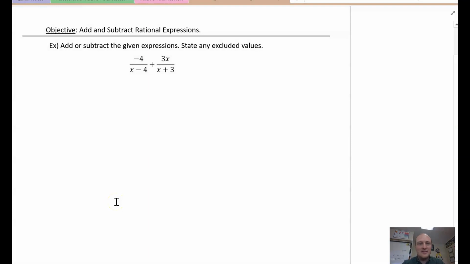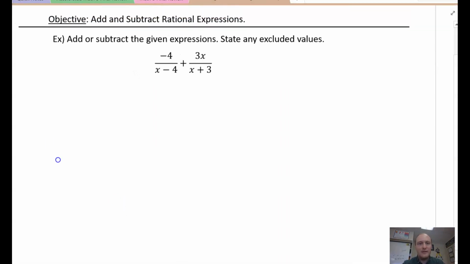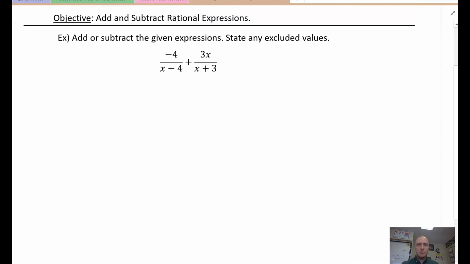Here we have this example: -4 over x minus 4 plus 3x over x plus 3, and we're asked to add and subtract the given expressions. State any excluded values. Well, in order to do this, again, we need our LCD. So this one's simple. I just take the 2 pieces, x minus 4 and x plus 3, right? 2 different pieces.